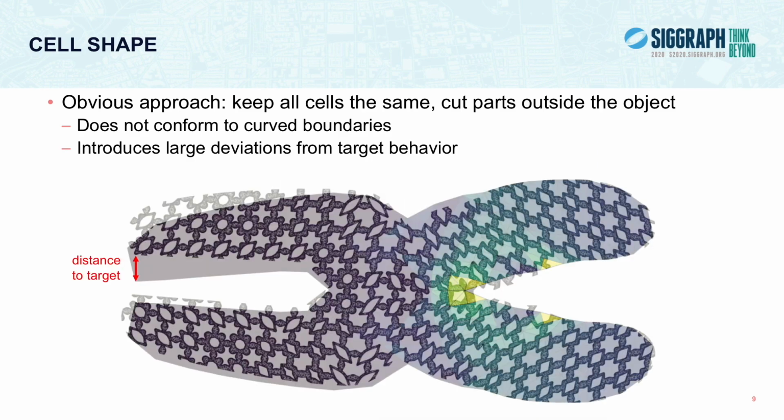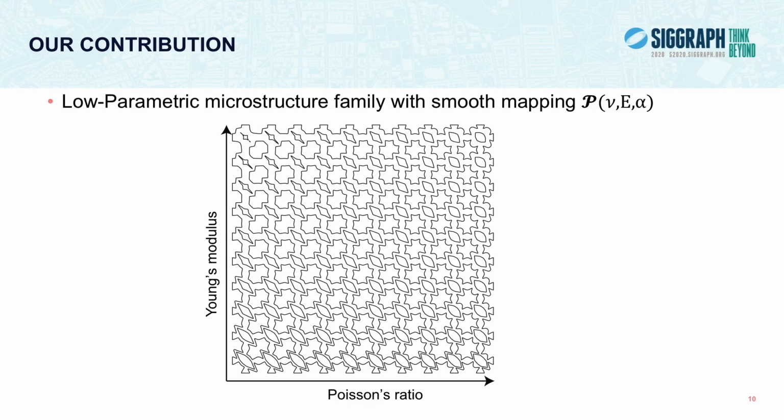Observing the final deformation of the trimmed object, we see that it doesn't agree with the expected behavior, shown in the background in gray. Our contribution then is to solve some of the issues observed in these current techniques. We present a low-parametric microstructure family with smooth mapping.